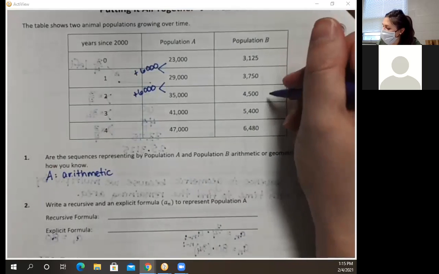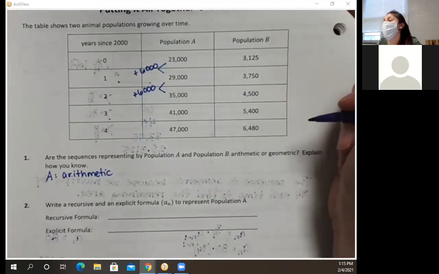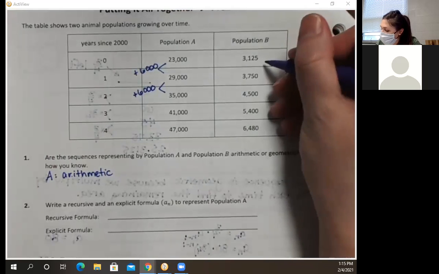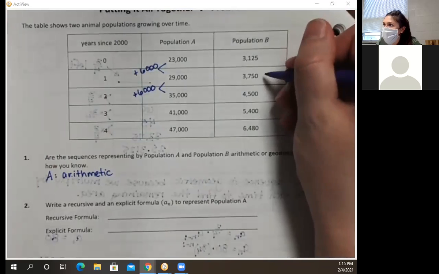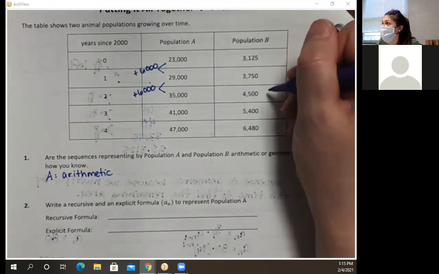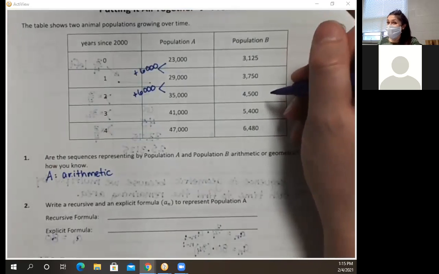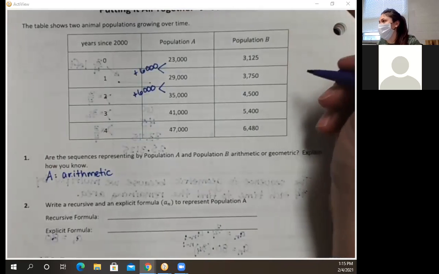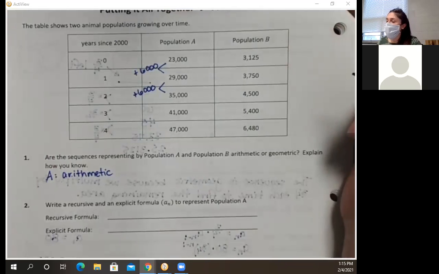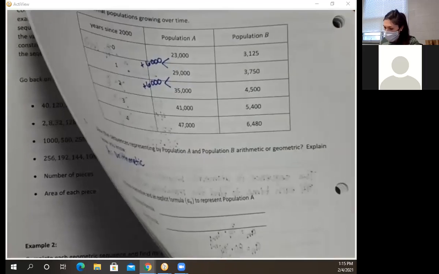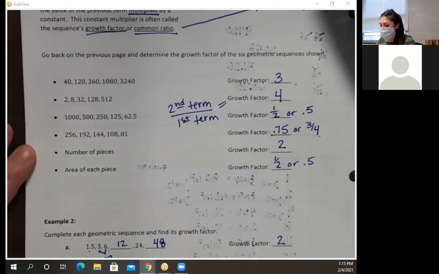Can we add the same thing each time for population B? No. If I look at the difference between my first 2 terms, that's not the same as the difference between my next 2 terms. So it's not arithmetic. I can rule that out because I don't have the same thing each time. The next thing I would want to check is, could this sequence be geometric? Is that an option?